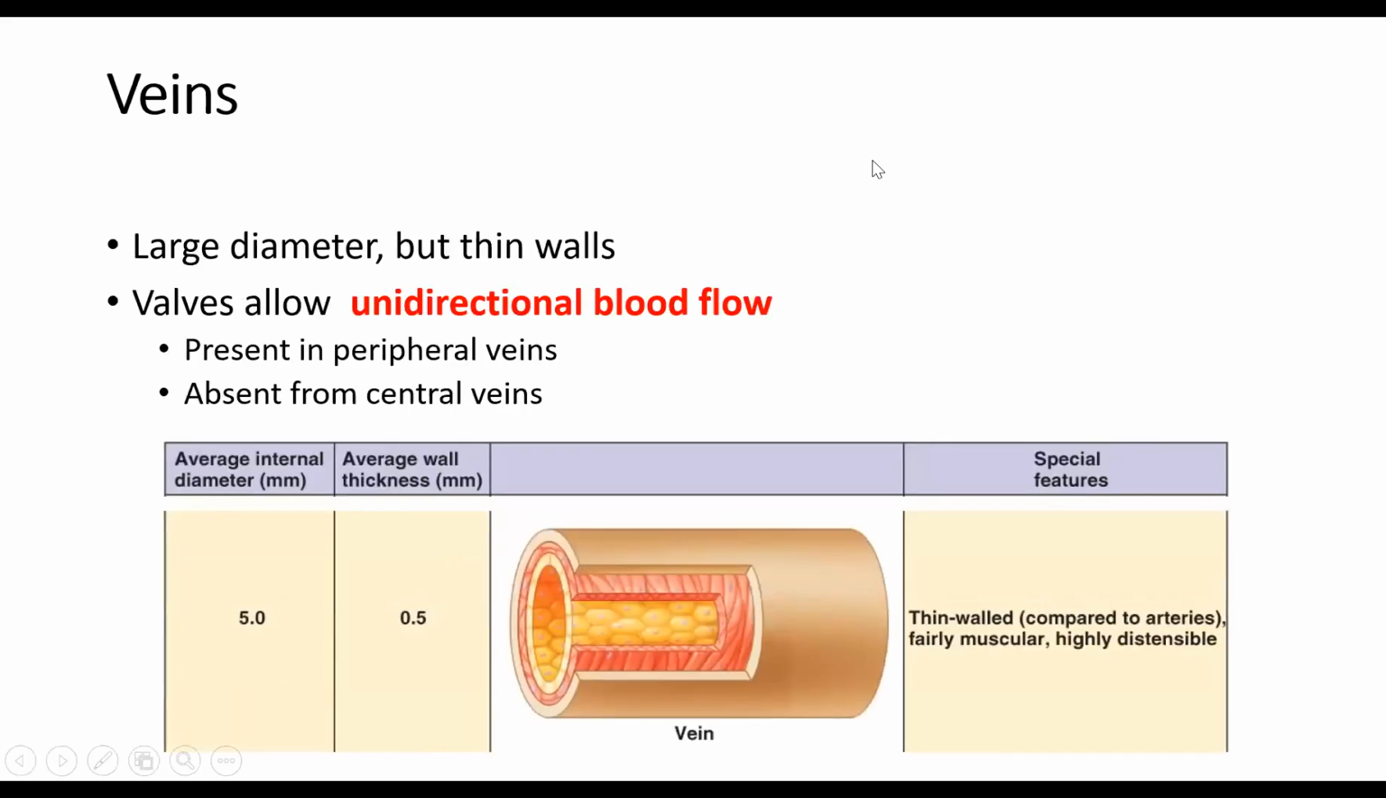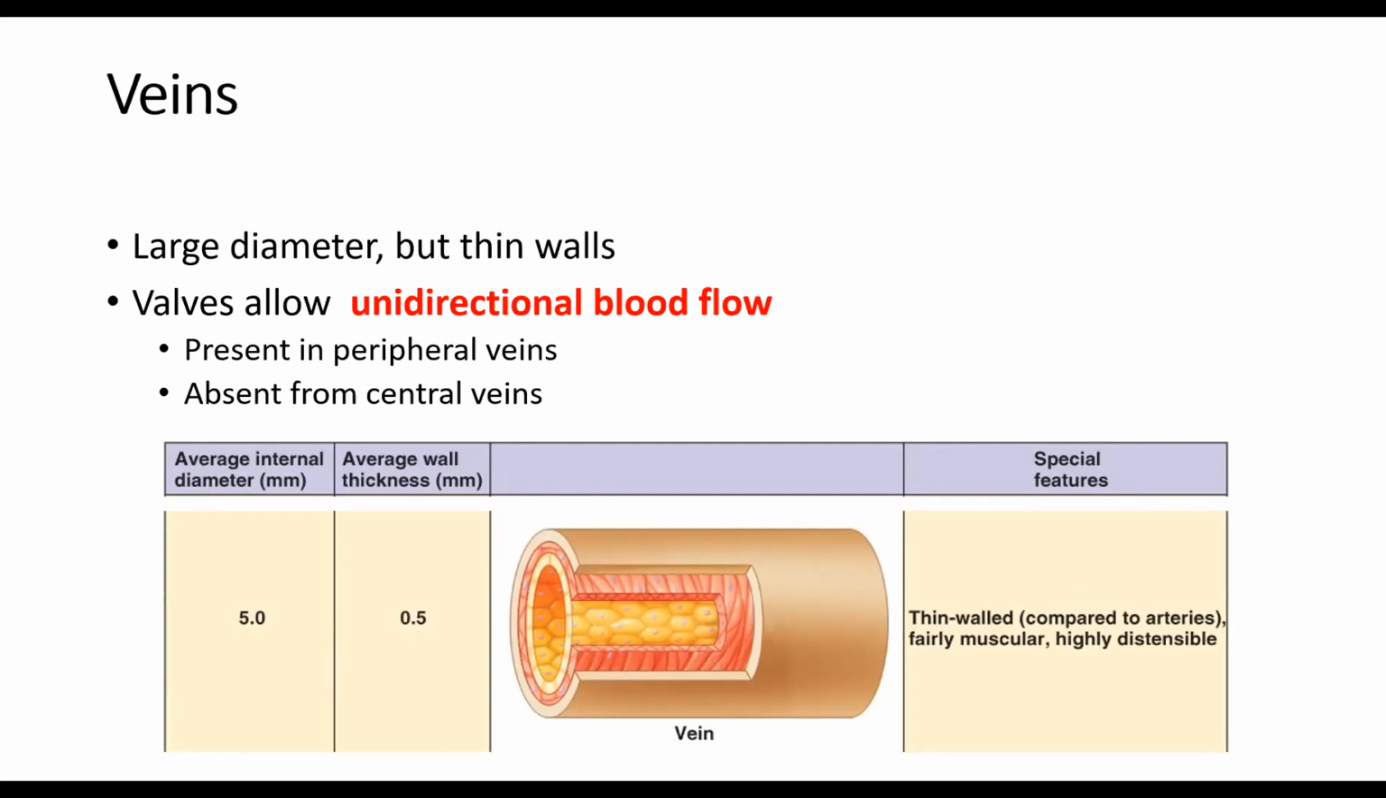So getting into veins here, larger in diameter, but thinner walls. They have the valves that we talked about specifically in peripheral veins. So limb veins, once again, your upper extremities, lower extremities, and not so much in central veins. So think about your inferior vena cava, your superior vena cava. Those veins have other mechanisms to help with that venous return, and they don't actually have valves.